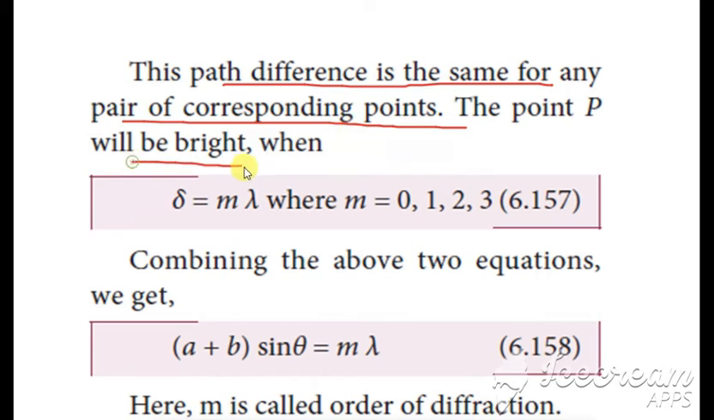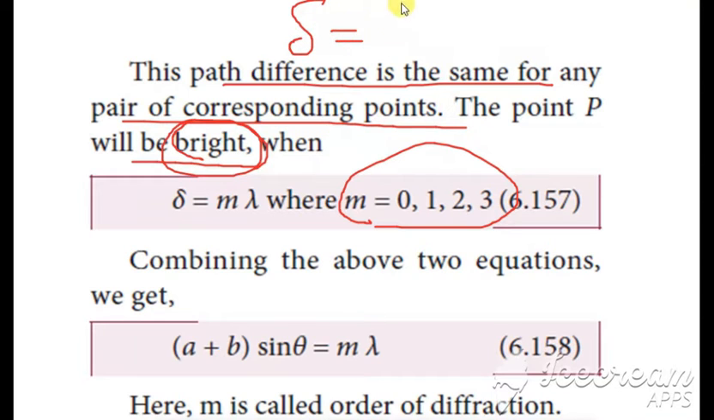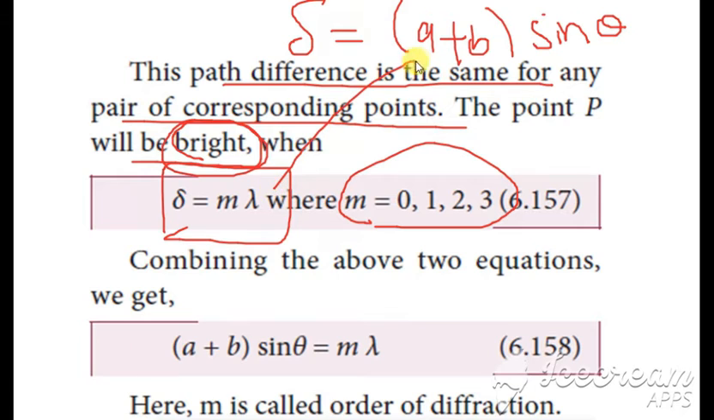If you are considering the point to be bright, then we get del is equal to m into lambda, and m takes a value of 0, 1, 2, 3. Just now we saw the equation del is equal to a plus b into sine theta, and the equation we have got here is del is equal to m into lambda. Combining these two equations, we get a plus b into sine theta is equal to m lambda, and here m denotes the order of diffraction.